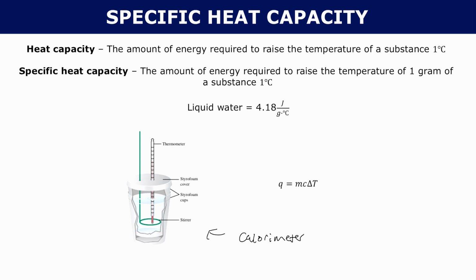So we know our change in temperature. We're going to know M because that's going to be based on what reactants we put in. So we're going to measure out reactants and put them in there. And we can also know C because it's a property of our reactant that we're putting. So we can find out all three of these values and then plug them in and find the total heat. And this is all done in a calorimeter.